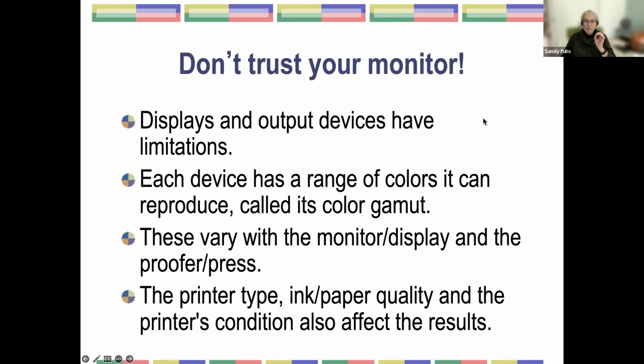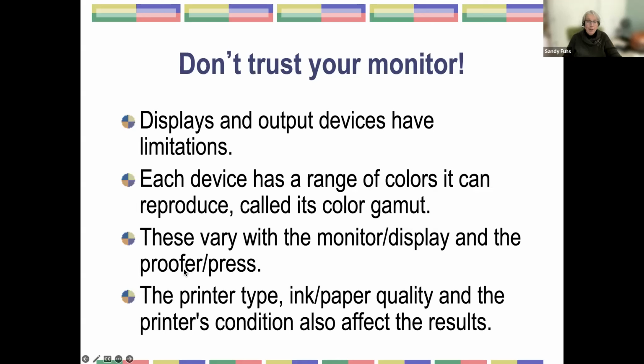So that's the scary thing. We cannot trust our monitor to represent what we actually saw when we were taking the photo. The devices have limitations. They cannot show you every color of the wavelengths from 860 to 430 nanometers. Each device has its own capability. So one monitor may be different than another monitor. Your laptop or your phone may be different than your desktop or your TV set.